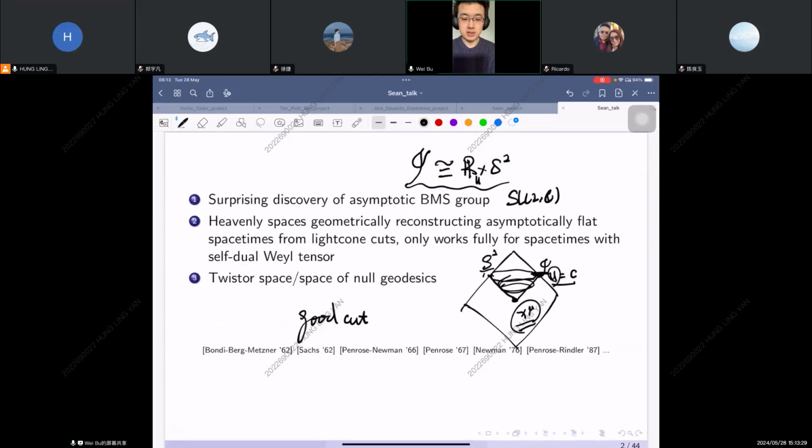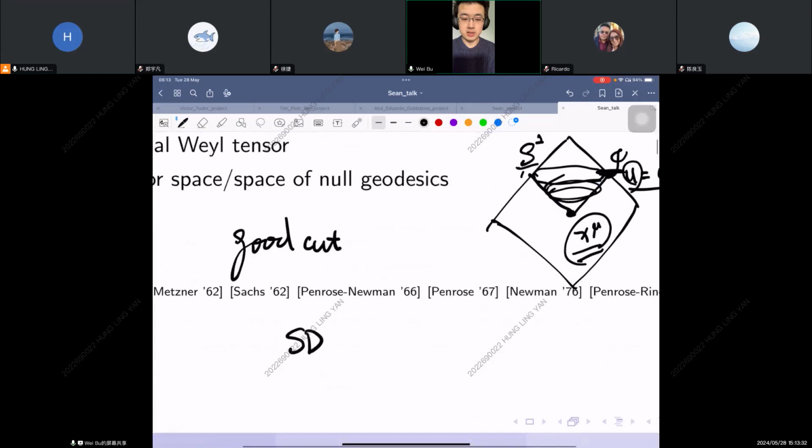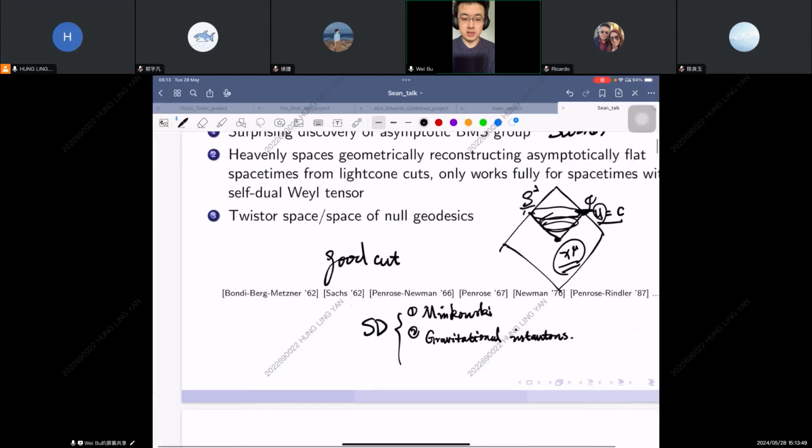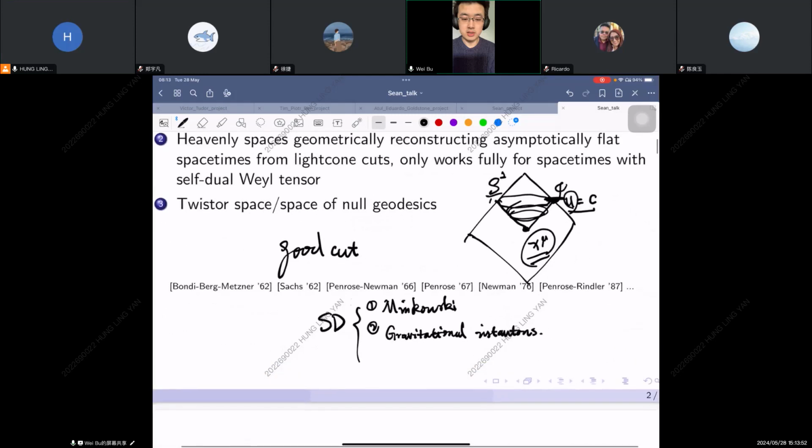Okay, what does this class of spacetime, self-dual spacetime, include? So there are Minkowski space itself, very importantly, and then these gravitational instantons, if you know what that is. They are defined as spacetimes with self-dual Weyl tensor. And it depends on whether they're Ricci flat or Ricci scalar flat. They can be the Gibbons-Hawking gravitational instantons or the Burns in conformal gravity. But all of these are examples of self-dual spacetime.